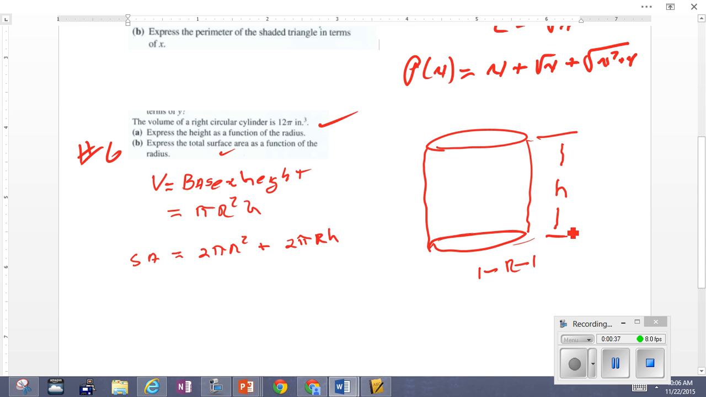Basically, it's called a prism, if you remember from geometry. And the volume of the prism is the base area times the height. So the base is a circle, the area is pi r squared, the height is the height h. Okay. Now, we're asked to express the total surface area as a function of the radius.